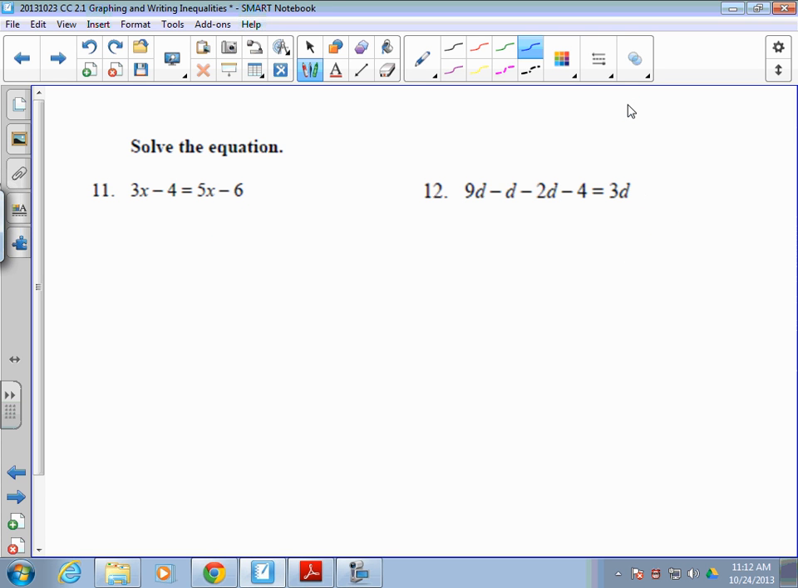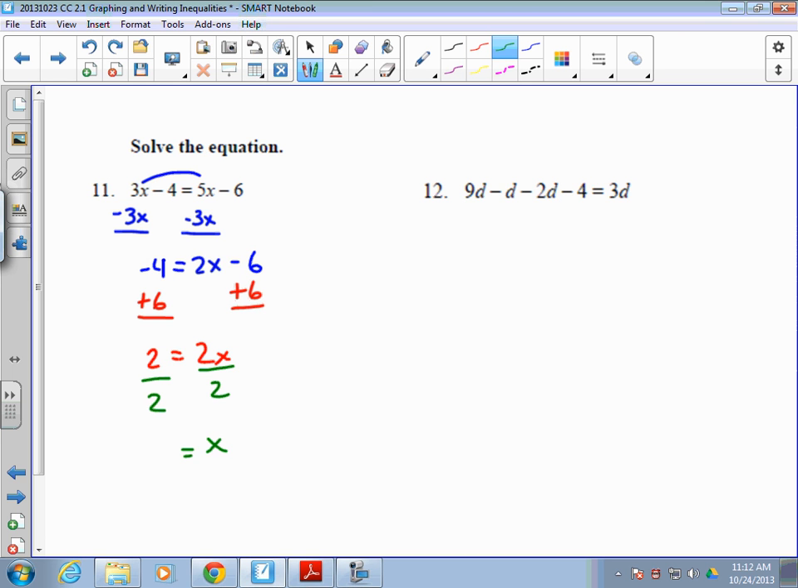Number 11 says solving these equations. Now we have variables on both sides. Move the smaller x's over to the larger one. So get rid of plus 3x. Do the same here by subtracting it. Leaves you with 2x on the right minus 6 and with negative 4 on the left. Get rid of minus 6 on the right by adding it. Do the same thing to the left. Negative 4 plus 6 is positive 2 equals 2x. Then get rid of 2 times something by dividing 2 on both sides, and you get x equals 1.